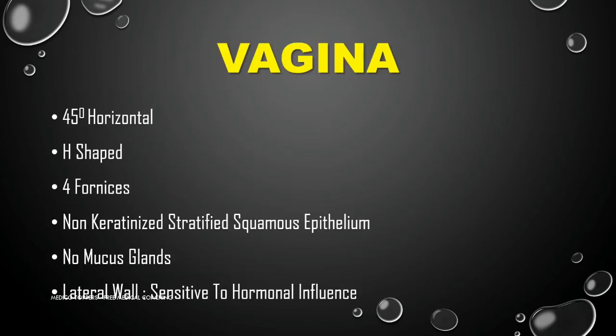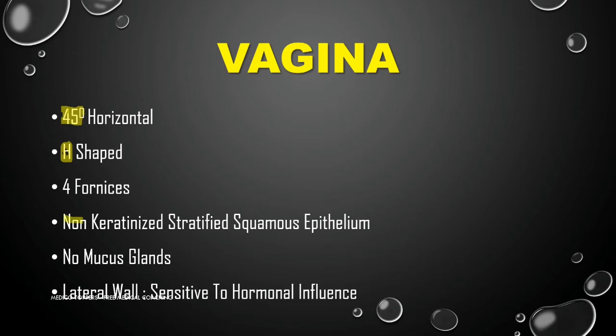Next comes some important points from vagina. As we have already discussed, the upper part of vagina is from vaginal bulb or Mullerian duct, and the lower part is from urogenital sinus. And this vaginal canal is directed upwards and backwards, which forms an angle of 45 degrees in the horizontal plane. And vagina is H-shaped in transverse section, and vagina has 4 fornices, anterior and posterior and 2 lateral. Here the anterior one is shallowest and the posterior one is deepest.